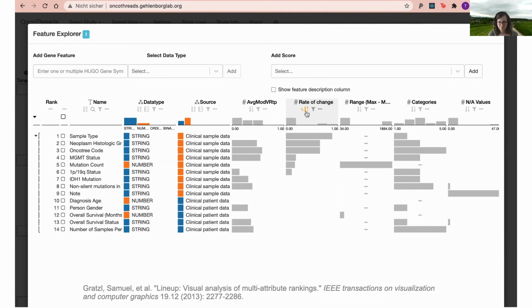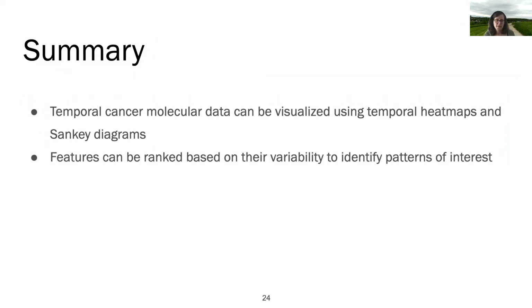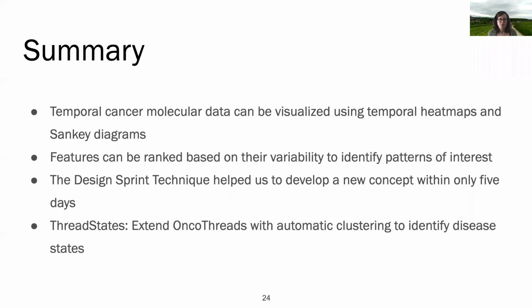So as a summary, temporal cancer molecular data can be visualized using temporal heat maps and Sankey diagram. And we can rank our features based on their ability to identify patterns of interest. The design sprint technique helped us to develop a new concept within only 5 days, and it also helped us to create a shared vision for our team. Of course, OncoThreads is quite exploratory, so we decided to extend it with automatic clustering to identify disease states, which led to a new tool called thread states.